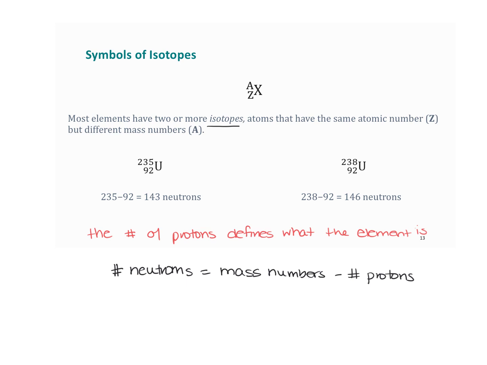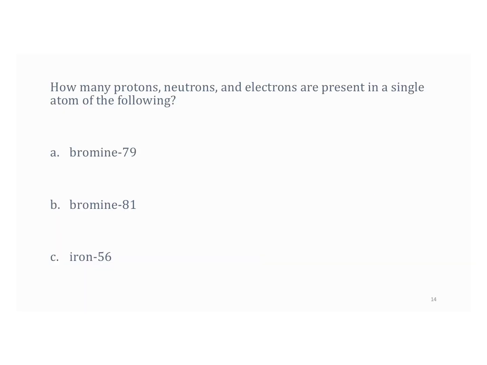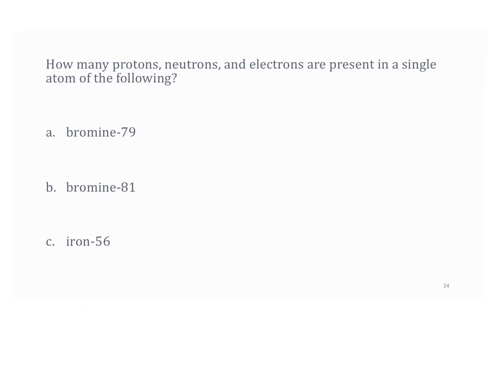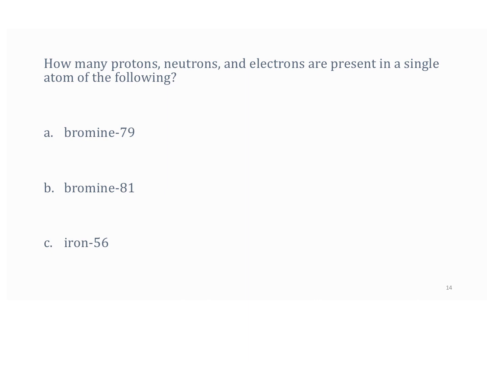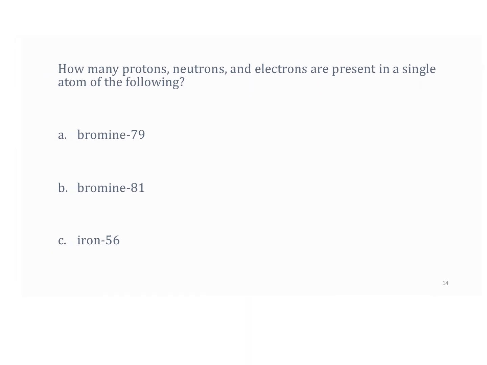Now, let's look at an example that you would have to solve for, in class or in your homework. And it says, how many protons, neutrons, and electrons are present in a single atom of the following? Now, you're going to need a periodic table for this. I can't do it without a periodic table, so you need that. And so I am going to draw the information that you need from the periodic table. There's bromine. And then I'm going to draw here the information you need from the periodic table, which is iron.